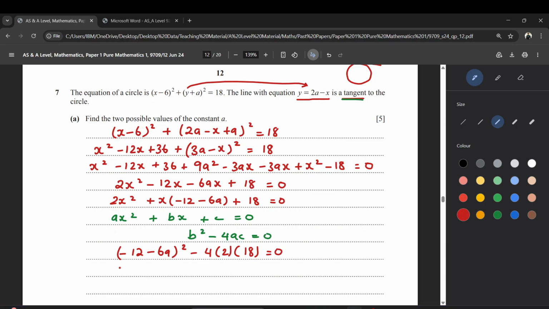Okay, now let us expand it. So (−12)², that would be 144. −12 times −6a, that would be positive 72. Double it, that would be 144a. Then again (−6a)², that would be plus 36a². Now let's come to this part. −4 times 2, that would be −8, and −8 times 18. Let me calculate that. So that would also be −144.